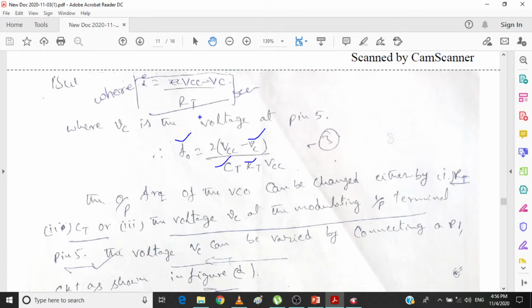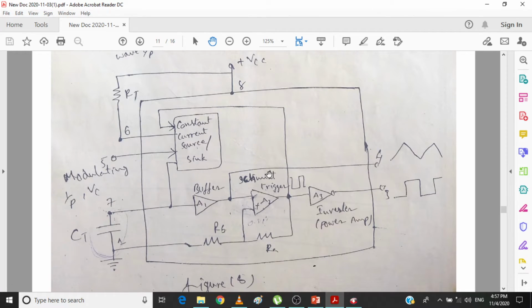We can change the frequency of the VCO. But if you see the diagram, these CT and RT are physically connected to the VCC. Whenever you want to change the f naught value, you can't change the RT-CT value every time, but you can change the VC value. So in this equation, f naught purely depends on the change in the modulating voltage. If there is a change in the modulating voltage, then f naught will change.